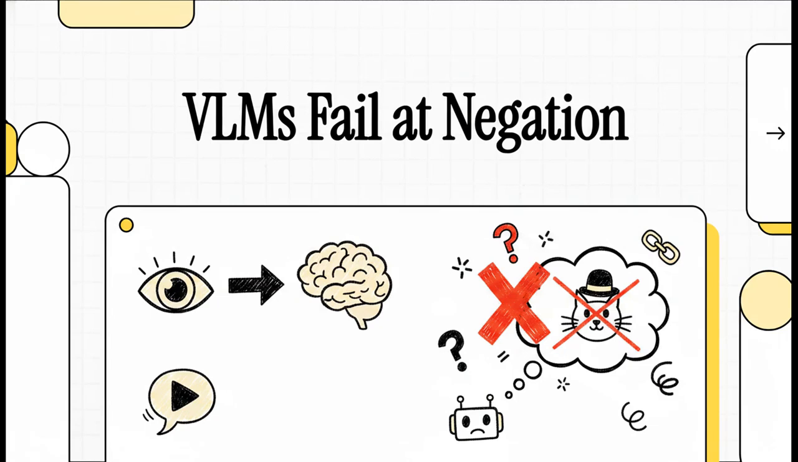Today, we are unpacking a genuinely fascinating CVPR 2025 paper titled Vision Language Models Do Not Understand Negation. Have you ever wondered why state-of-the-art multimodal AI sometimes completely ignores the word "not" in your prompts? Well, today we're going to break down the architectural blind spot that's causing it.